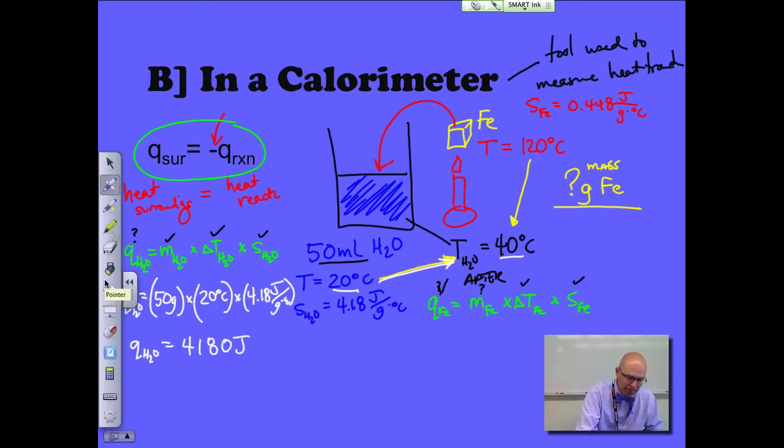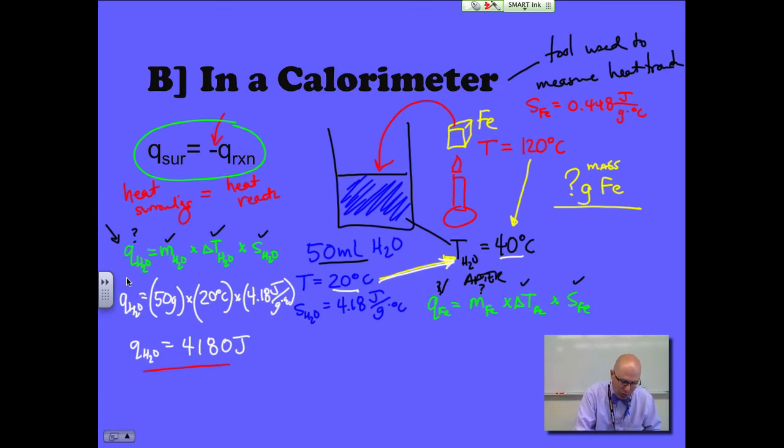Now, because the Q of the water is that, then that means that the Q of the iron is negative 4180 joules. So I now have this. So if I want to solve for my mass, let me move this over here a little bit because I know my head's going to be in the way, but negative 4180 joules.